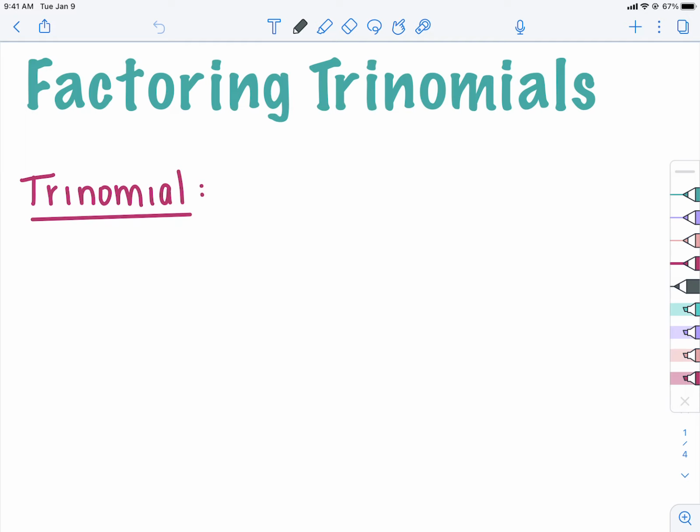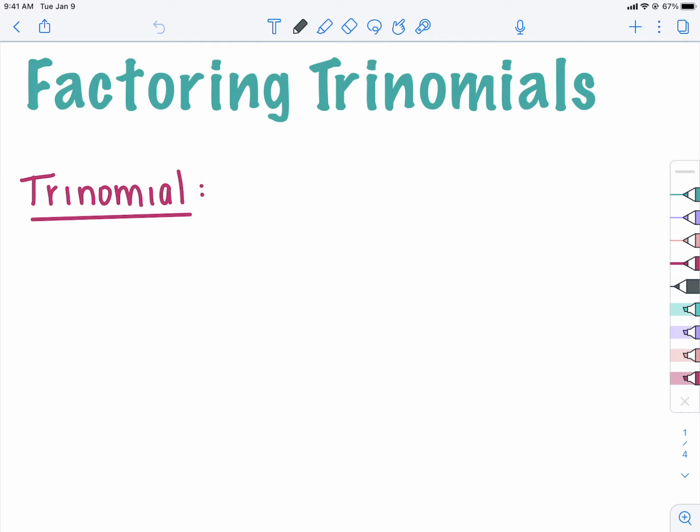So before we talk about that, I just wanted to talk about what a trinomial actually was. So it's just a big fancy math word for a polynomial with three terms. The tri literally stands for three. So it's just a polynomial with three terms. So we're specifically only going to look at things that have three terms in them today.